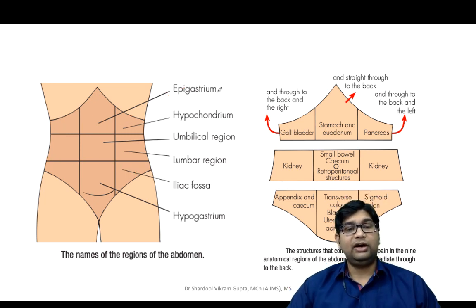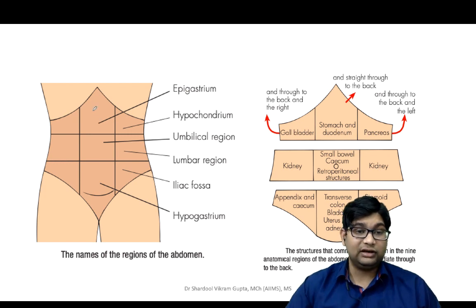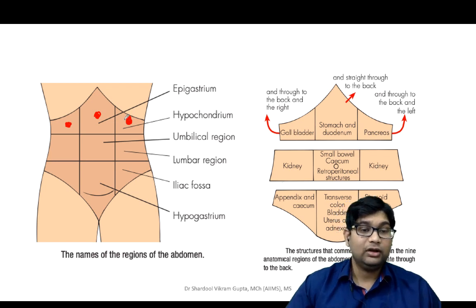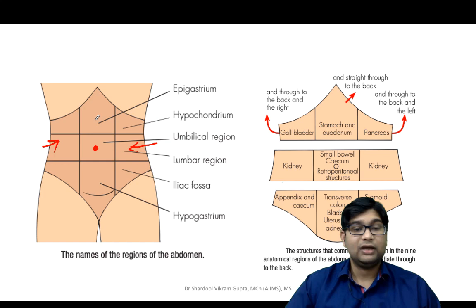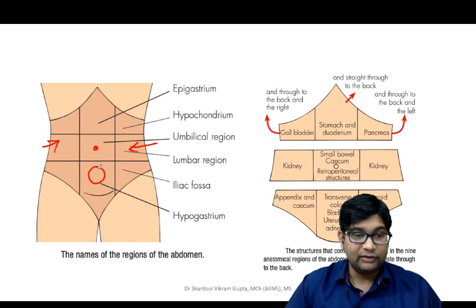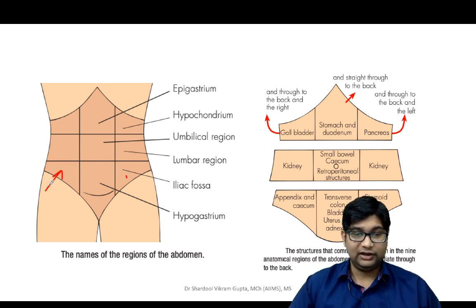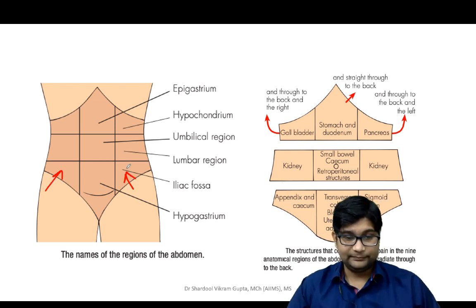Then we have divided the regions based on this. This region is known as the epigastrium. This region is known as the right hypochondrium. This region is known as the left hypochondrium. This region, which contains the umbilicus, is known as the umbilical region. This is the right lumbar region. This region is the left lumbar region. The region below the umbilical region is known as the hypogastrium. This is the right iliac fossa, and this one is the left iliac fossa.